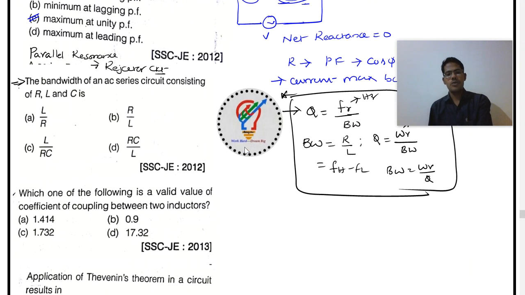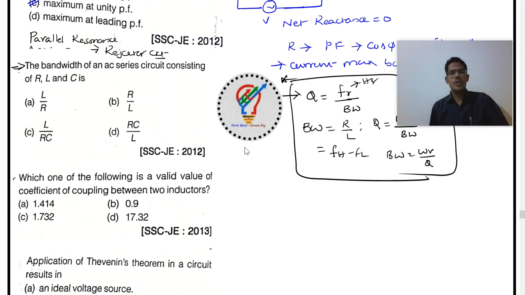Now for this question, the answer is R by L. There is one more point I will discuss here to avoid confusion. Time constant comes: tau is equal to L by R. So remember, when it is R by L it is bandwidth. When it is L by R, it is the time constant. Don't confuse this one. In the examination, you are going to be confused with this point only.